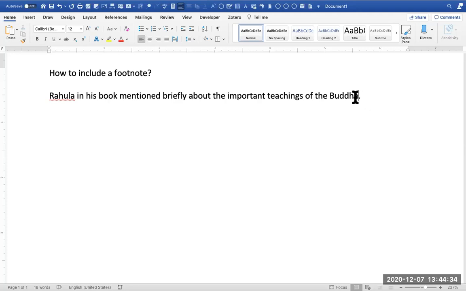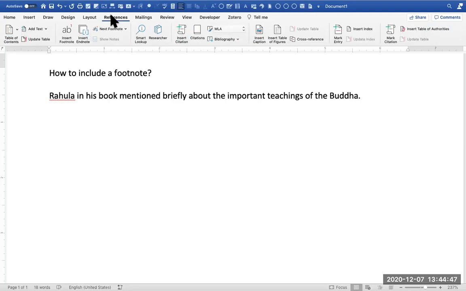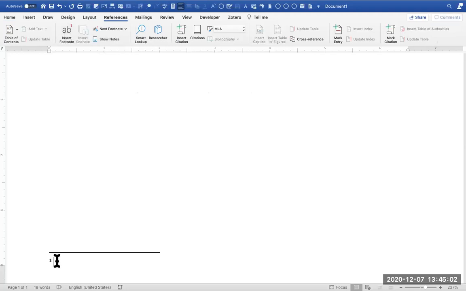So let's say I want to include this footnote number over here at the end of this sentence. And then you click here and then you go to references, okay? And when you see the references, can you see footnote? Insert footnote, okay? Over here, you can see insert footnote. And if you click here, you will go to the footnote number right away.